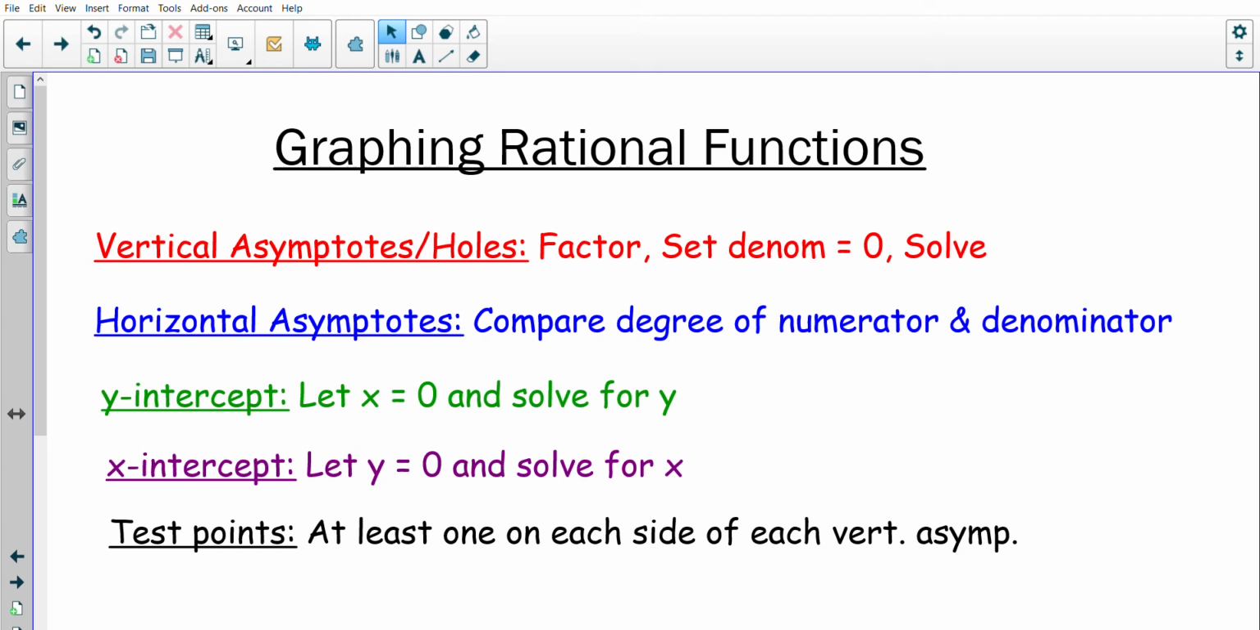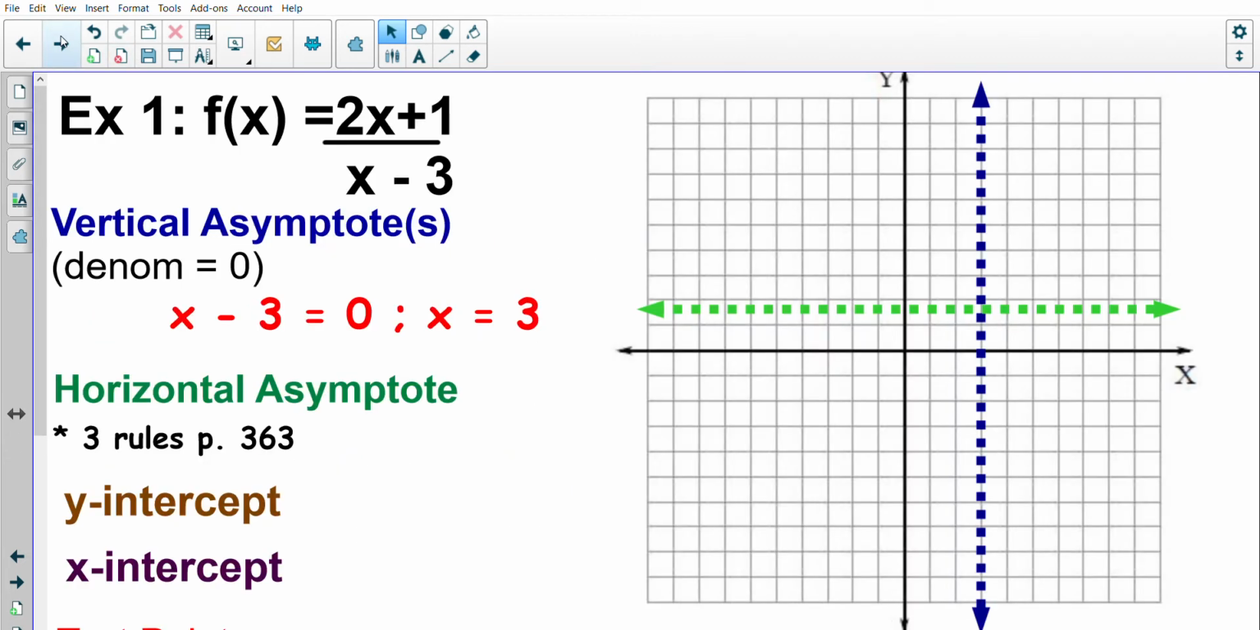Today we're going to go over graphing rational functions. And you see there are 5 characteristics that need to be part of your graph. You have vertical asymptotes or holes, horizontal asymptotes, your x and y intercepts, and some test points. Now, how many test points you need depends on what your graph looks like up to that point. You need at least one test point on each side of each vertical asymptote.